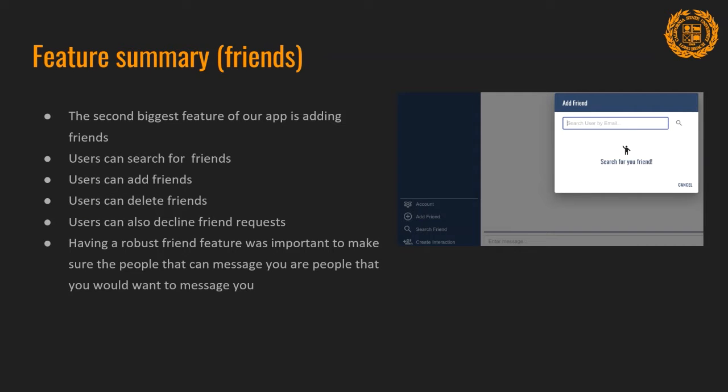Our second feature is friends. Users are able to search for friends, they can add friends, users can delete friends, users can also decline friend requests. And it was really important for us to have a robust friend feature to make sure people can message who they want and not have to worry about the people they don't want messaging them.